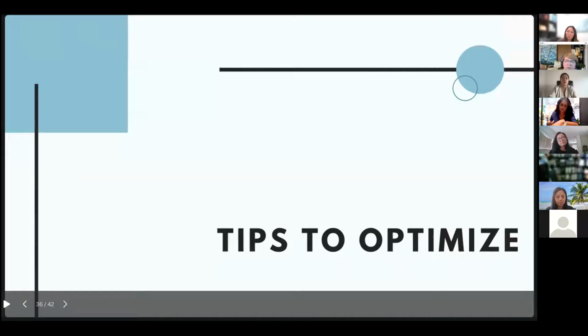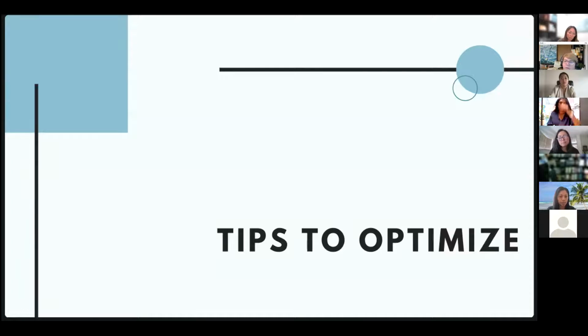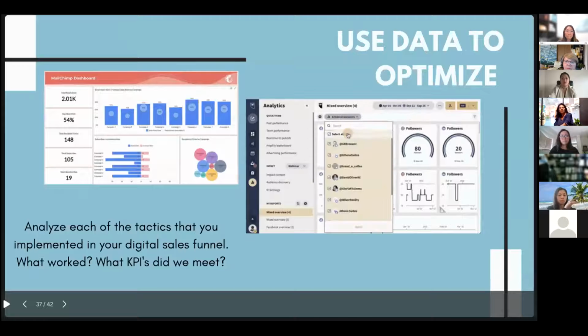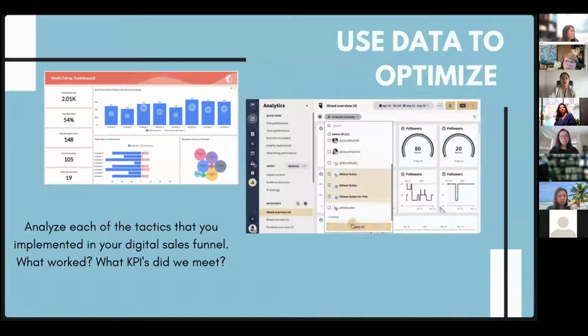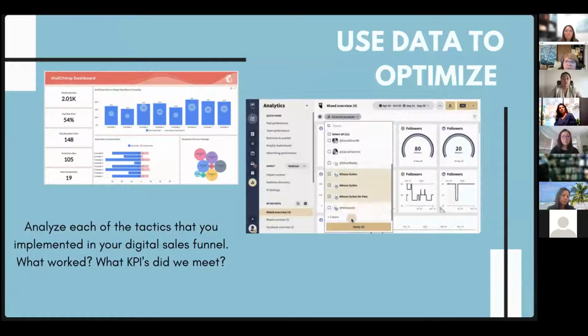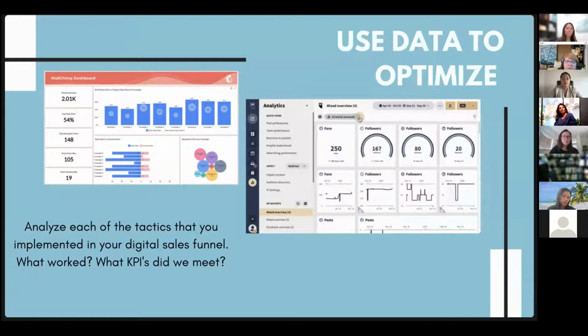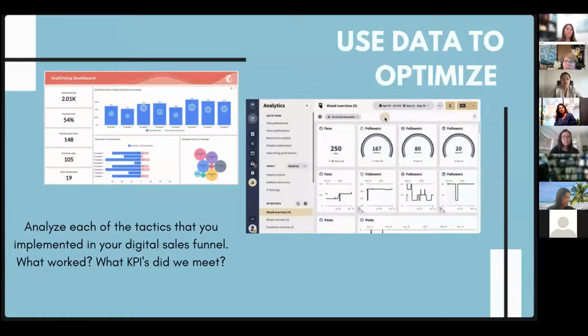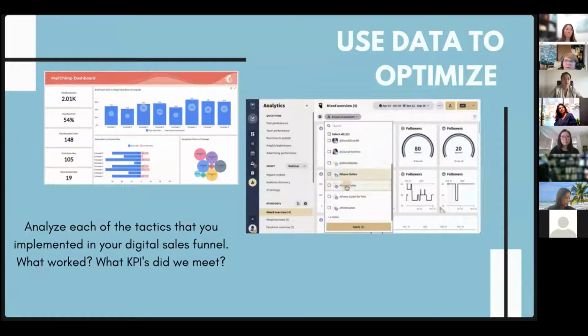Next, we're going to go into more tips of how to optimize your sales funnel and the tactics that you have selected for the different parts of your sales funnel. So of course, you want to use the data to optimize. As you look at the data and identify what worked well and for who, you can begin to refine and optimize your funnel. So you want to analyze each of these tactics that you implemented, and you want to see whether you met the KPIs or not.